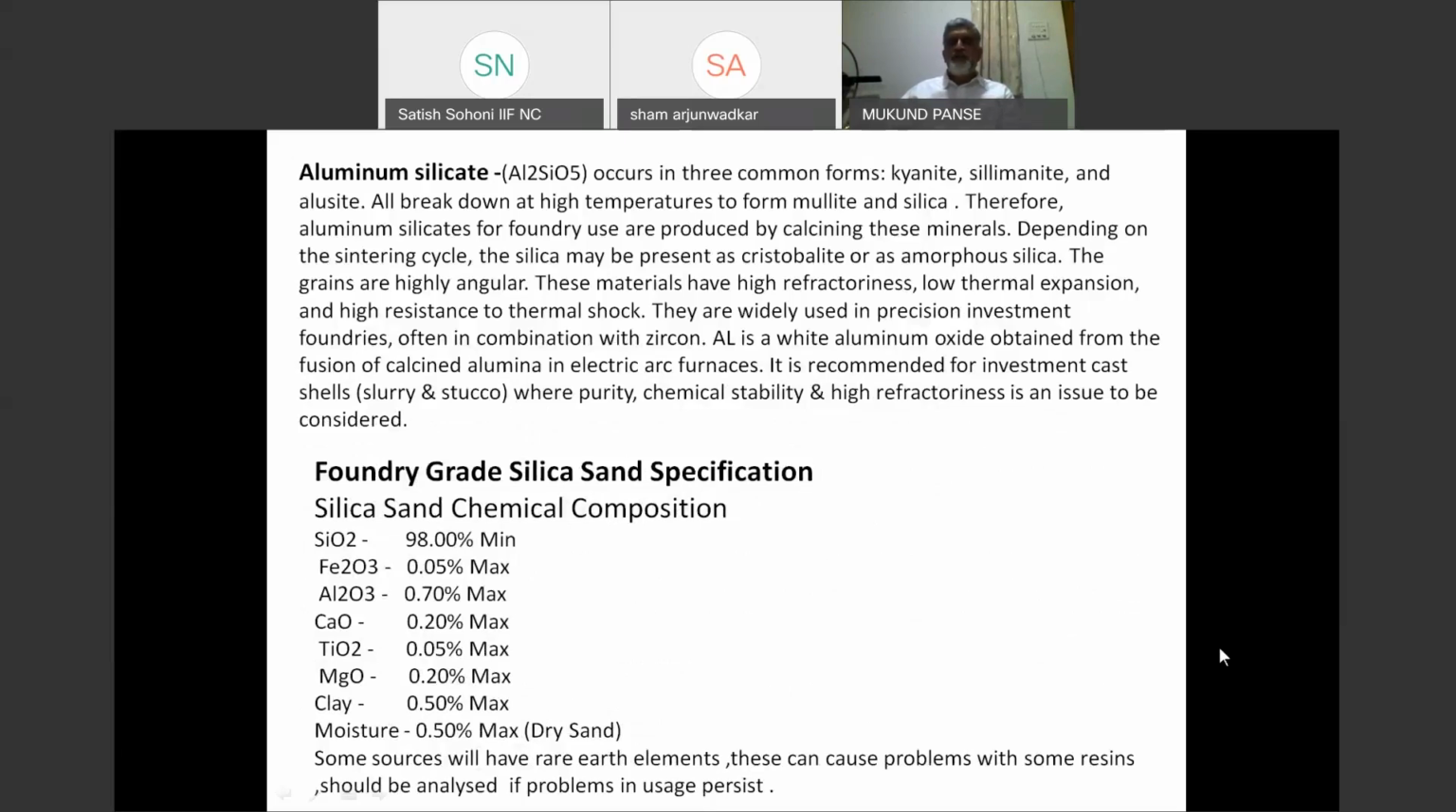The specific chemical specification of silica sand: it is 98% purity, and mostly you get this purity. However, you should control the TiO2, CaO in this, and also the clay percent and moisture.